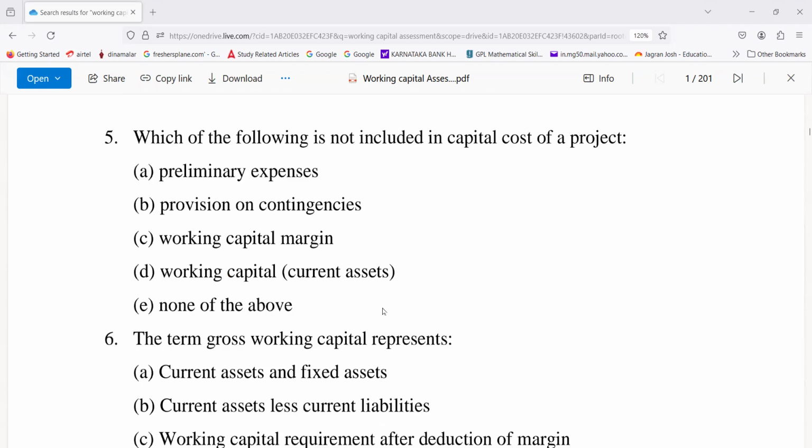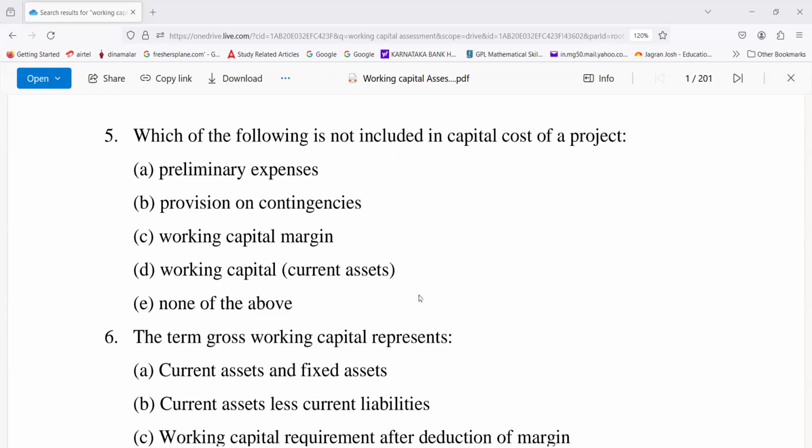Number 5, which of the following is not included in the capital cost of a project? Preliminary expenses, provision for contingencies, working capital margin, working capital current assets, none of the above. The answer is D, working capital, that is current assets.